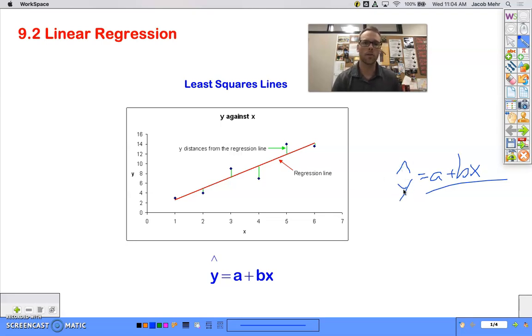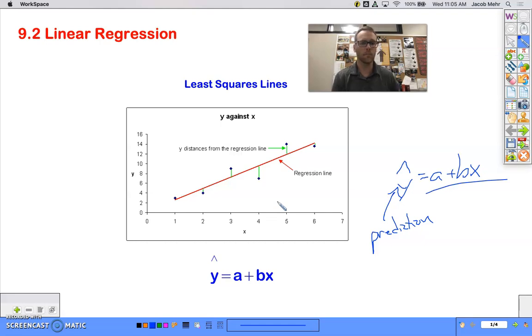We use y hat because this is going to be our predictor. It makes our prediction of what the y value would really be in our population. And we've used that hat notation before when we've talked about point estimates, where we're using something from a sample to estimate something from the population. That's kind of what we're doing here: using this least squares line to make a kind of point estimate for the population.